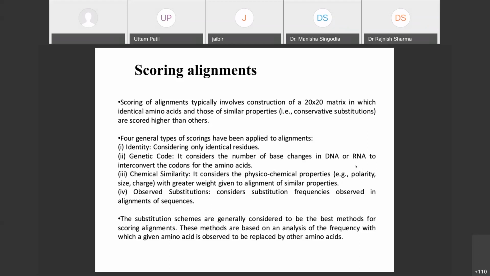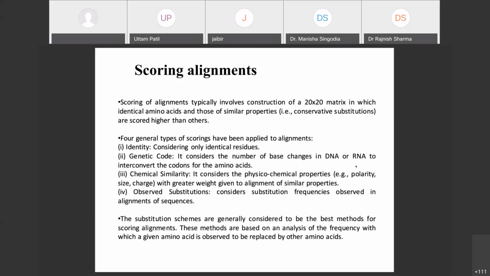The third one is chemical similarity. It considers the physicochemical properties. For example, as I showed you, some amino acids are large, some are small, some are basic, some are acidic, some are neutral, and so on. So the third strategy uses chemical similarity between amino acids, and this is quite a good strategy.